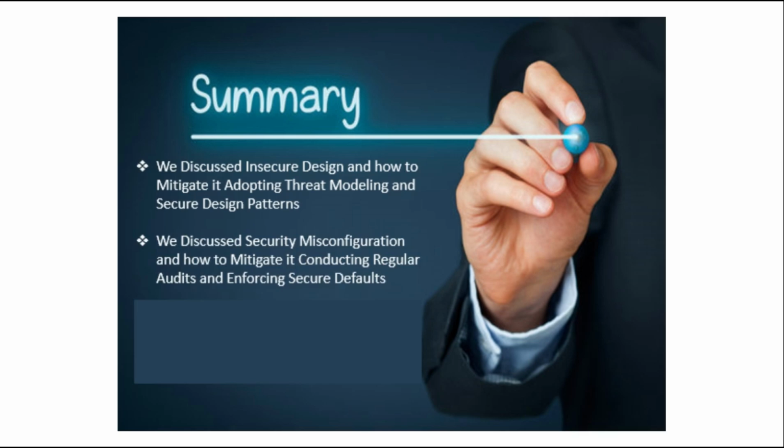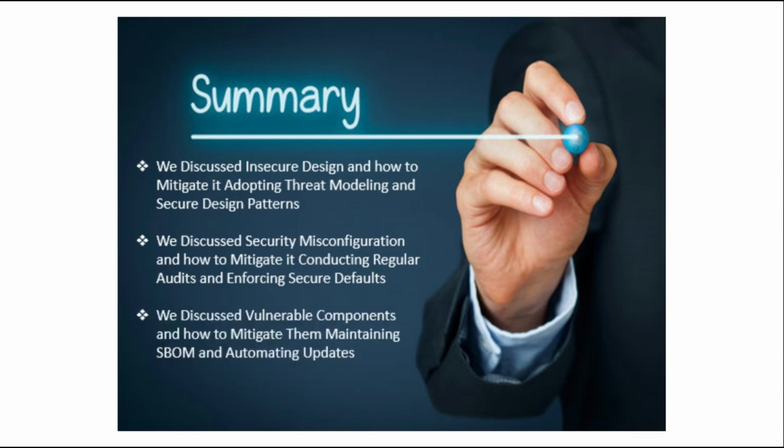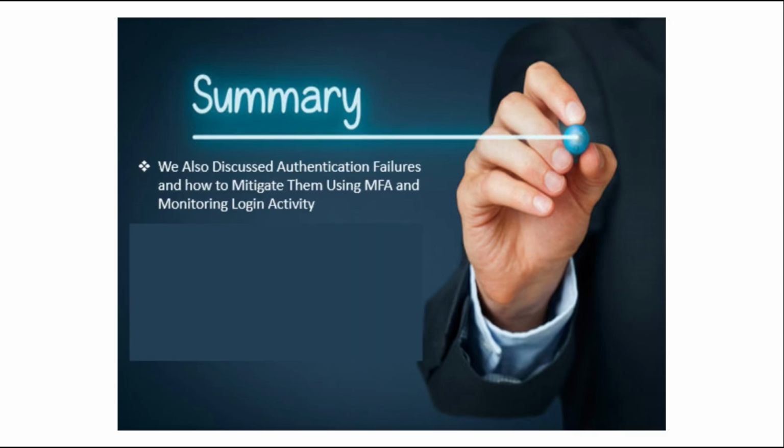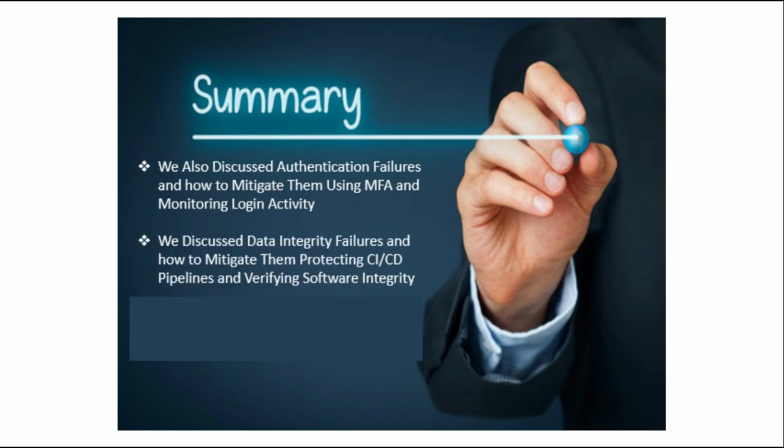We discussed security misconfiguration and how to mitigate it by conducting regular audits and enforcing secure defaults. We discussed vulnerable components and how to mitigate them by maintaining an SBOM and automating updates. We also discussed authentication failures and how to mitigate them using MFA and monitoring login activity. We discussed data integrity failures and how to mitigate them by protecting CI/CD pipelines and verifying software integrity.